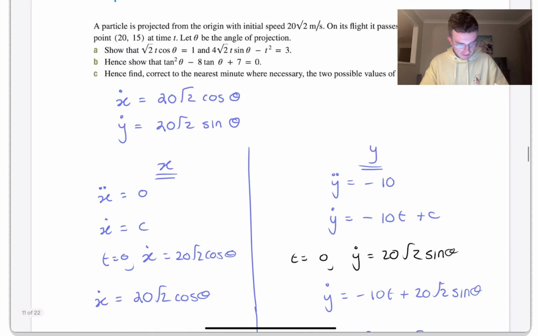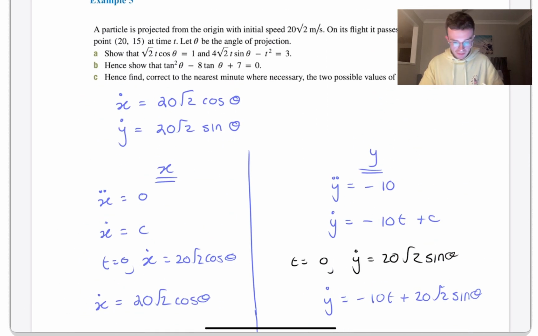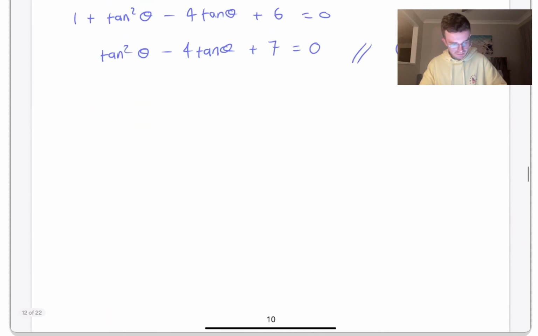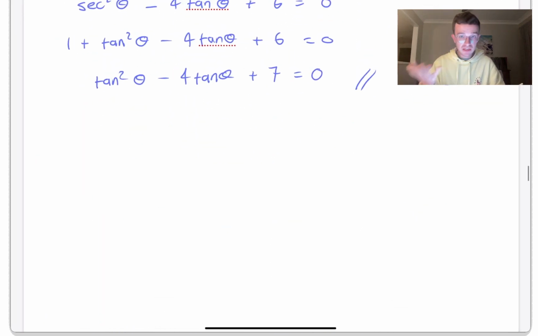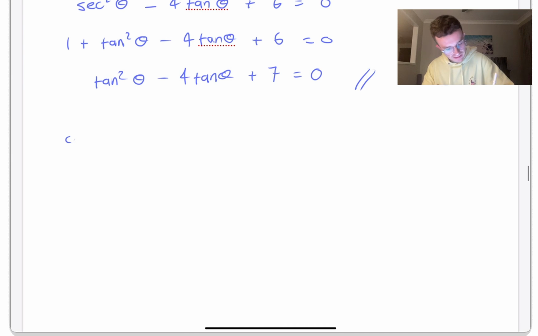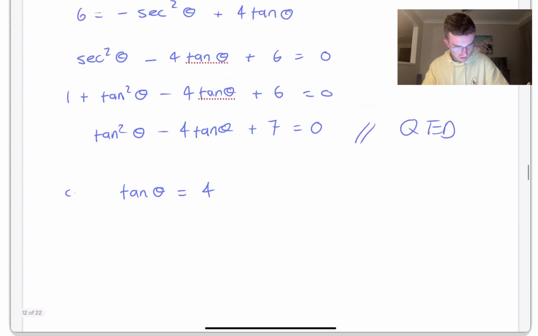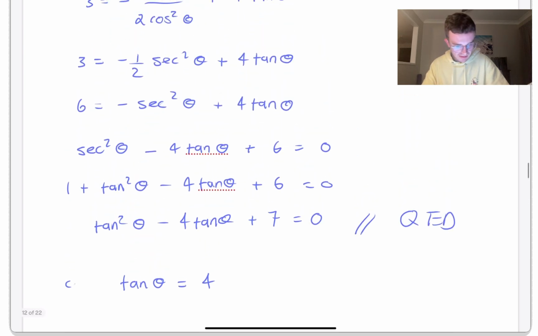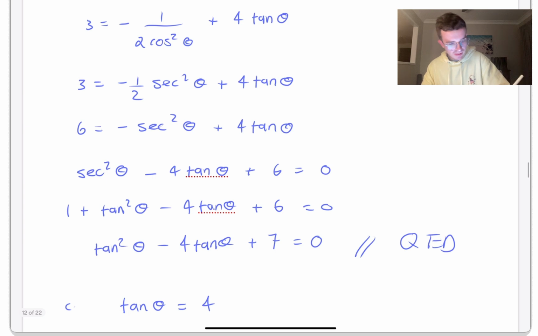Okay, part C I'm pretty sure is very easy. Find the two possible values of theta. So we just need to solve this equation. So tan theta is going to equal 4. Actually, I made a little mistake, sorry. When I times everything by 2, that should have become an 8.